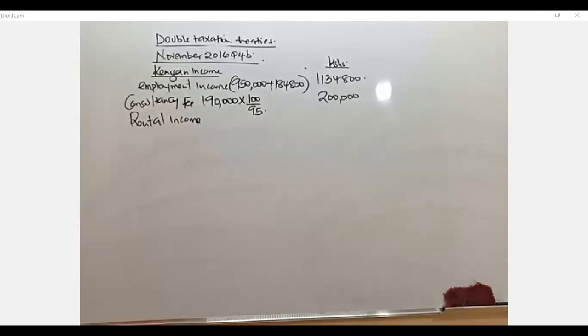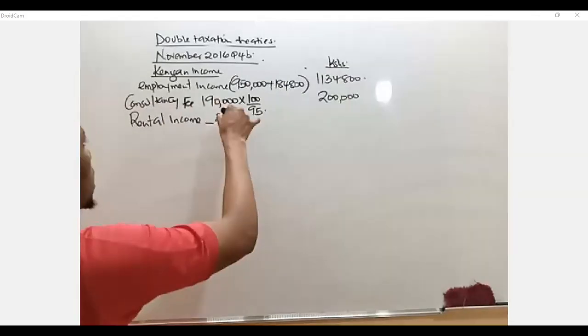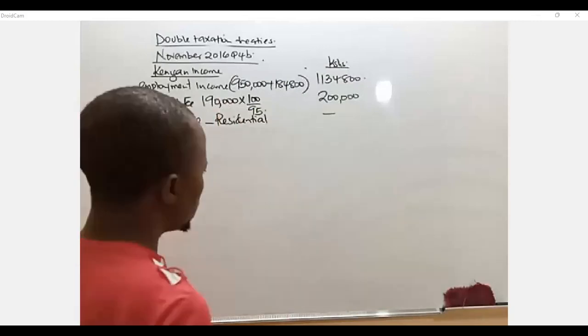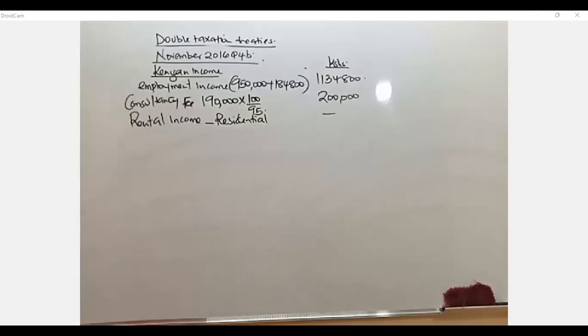So in this case, we know the threshold to tax any income, and when you look at our question, it is silent. We don't know whether it is commercial or residential. So let me make an assumption and say it is residential. Residential houses are normally taxed when the gross amount is equivalent to 15 million or above. That is what we really know about the rental income.